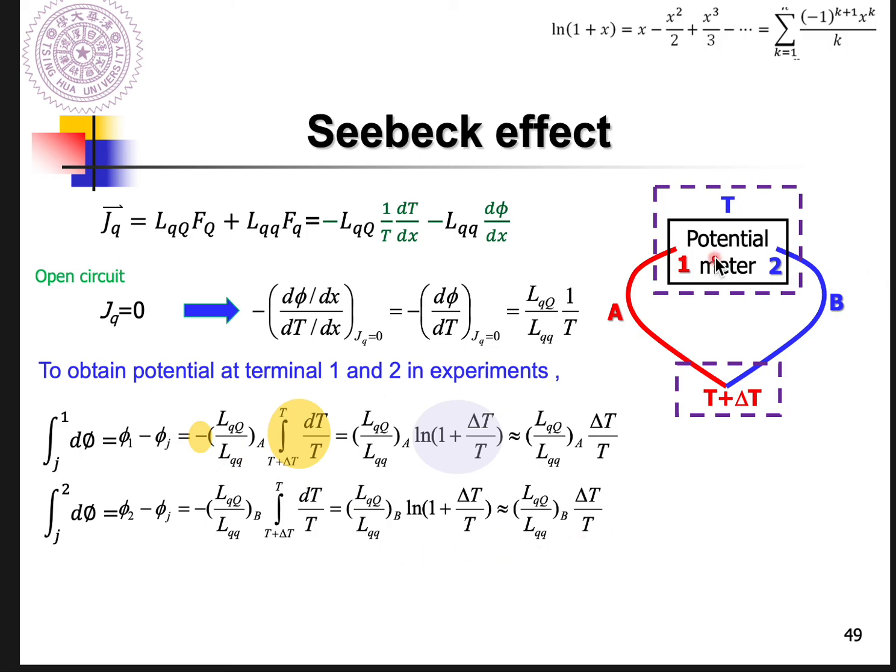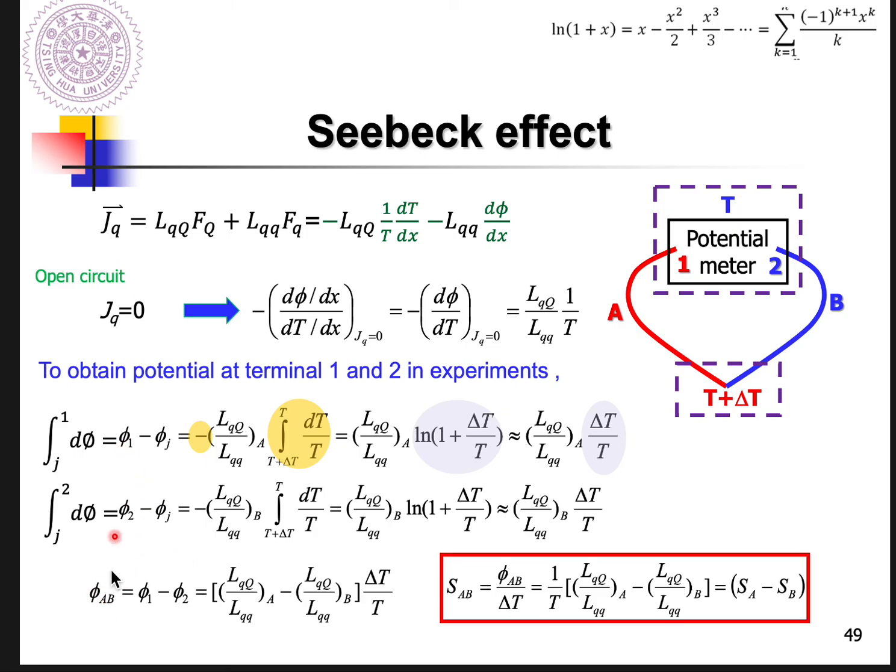Then in order to get the potential difference, the potential we measure with the potentiometer, we just need to use this term minus this term, right? Then we can drop the φj. So φAB is φ1 minus φ2. Then this one minus this one, and we take the delta T over T out, and this belongs to material A, this belongs to material B. So we know the φAB, the electrical potential we measure with the potentiometer, can be expressed like this.